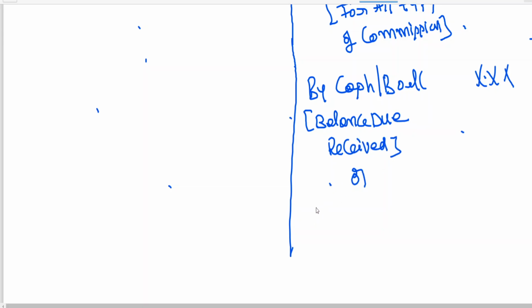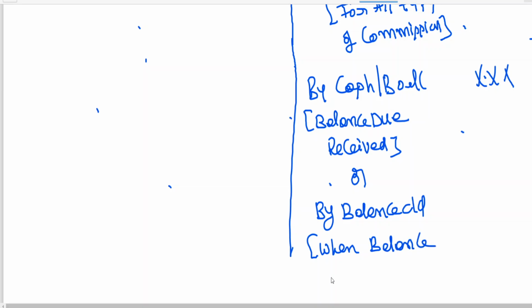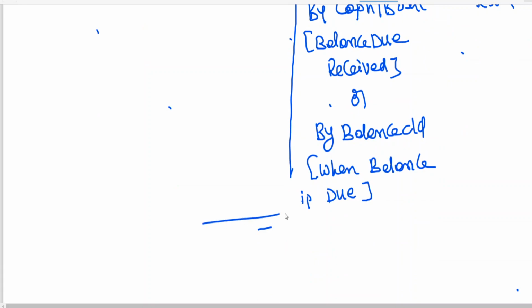Or by balance carried down, by balance carried down, when balance is due. Clear to all of you? So only one will appear. This is the pro forma of the consignee account maintained in the books of the consignor.